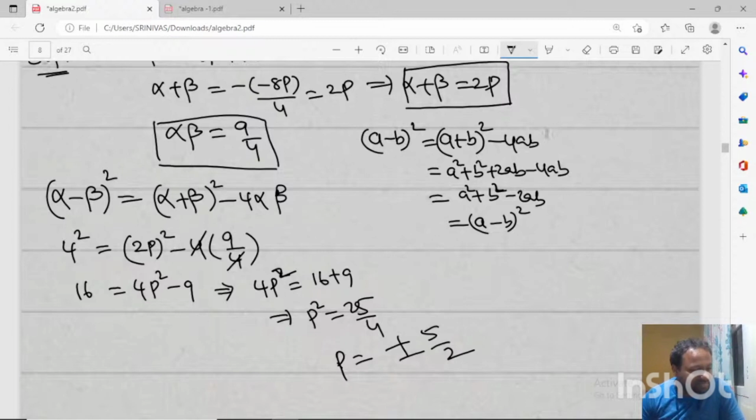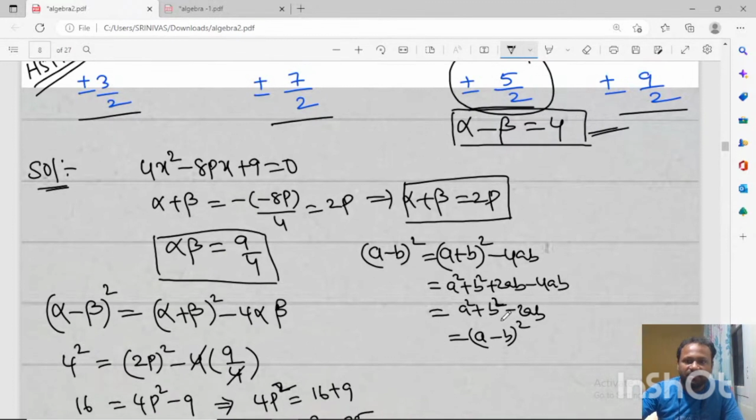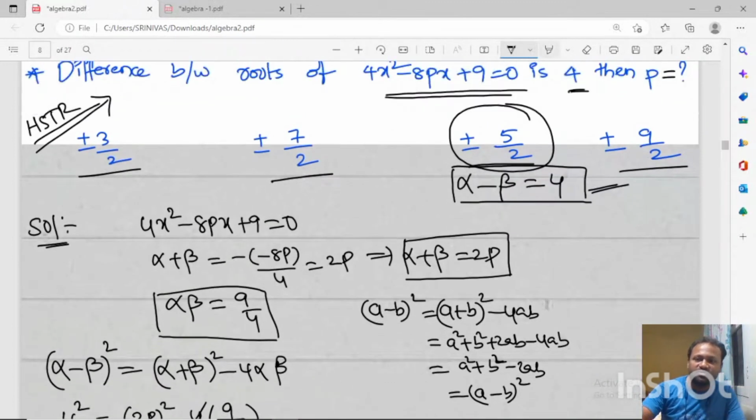Yes, Ashwini started. And after that Usha Rani said, but Anju, I think it was wrong, minus 3 by 2. So the answer is plus or minus 5 by 2. As Ashwini said, that is the correct answer. Alpha plus beta whole square. Yes.